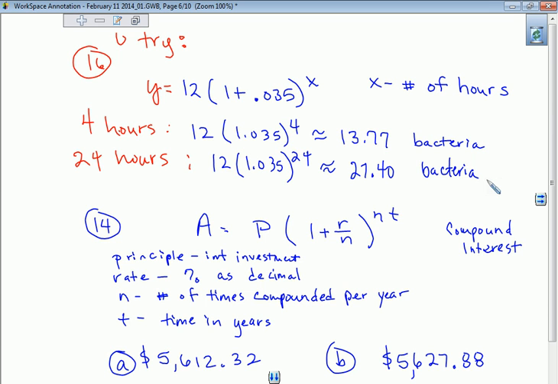Is this grams of bacteria? Yeah, it says grams. Oh, then we could actually have it. Never mind. Wait, why would you actually do a single bacteria? Yeah. A single bacteria. All right.